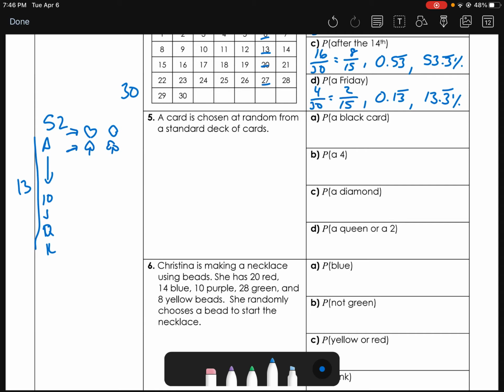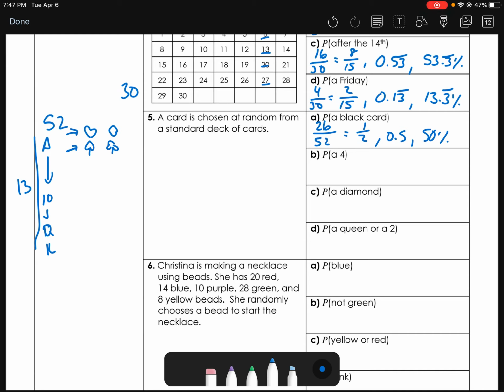So when I'm looking at the probability of picking out a black card, that's half of the deck. So out of my 52, I know that 26 of those cards are going to be black. I can divide the top and bottom by 26, and that would leave me with 1/2, which we've done this one already. It would be 0.5 and 50%.